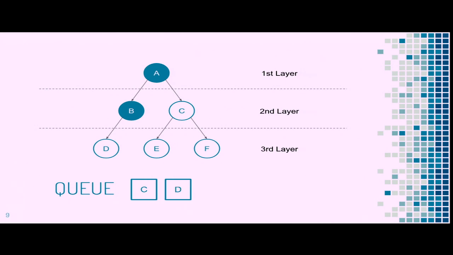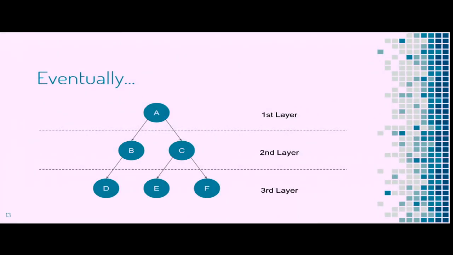But before we go to D, we will continue on to C first, because we are covering layer by layer, level by level. Subsequently, we'll be able to go to E and F. Moving on, we'll go to D and find out its neighbor nodes, then go to E, its neighbor nodes, then F, its neighbor nodes, until the whole tree is explored. Okay?